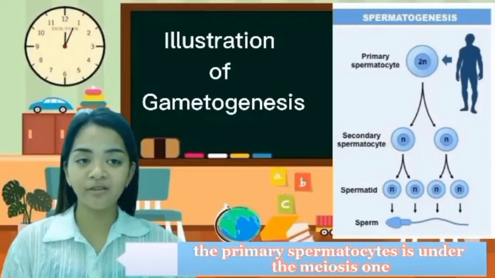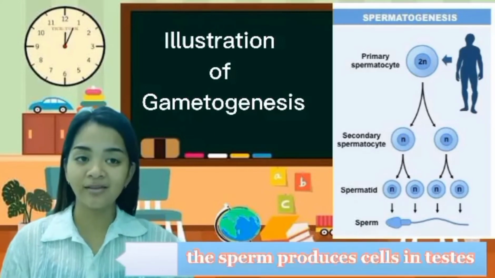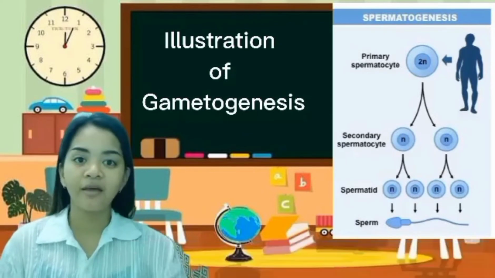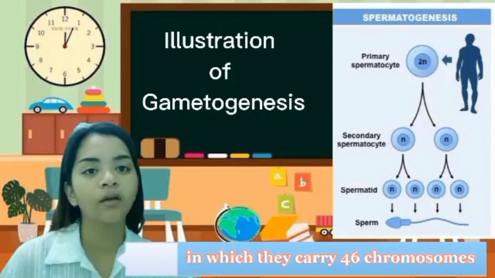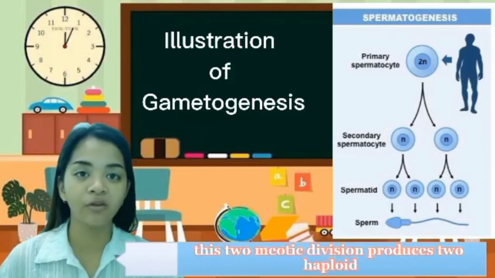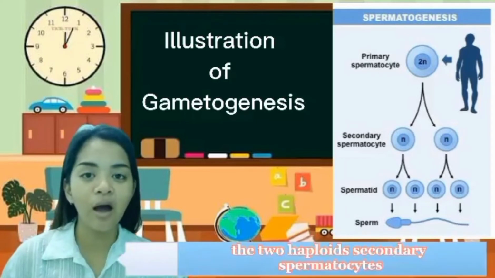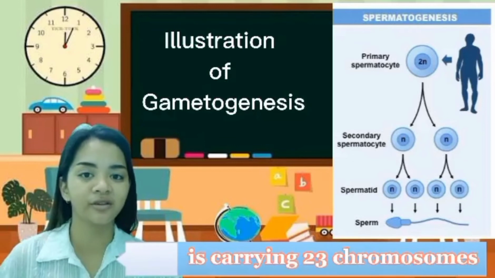The primary spermatocytes are under meiosis 1. The sperm-producing cells in the testes grow and become primary spermatocytes. They are diploid cells, carrying 46 chromosomes. This first meiotic division produces two haploid secondary spermatocytes, and these two haploid secondary spermatocytes carry 23 chromosomes.